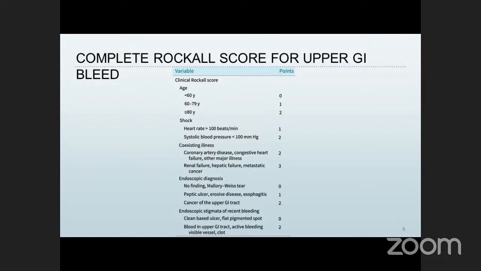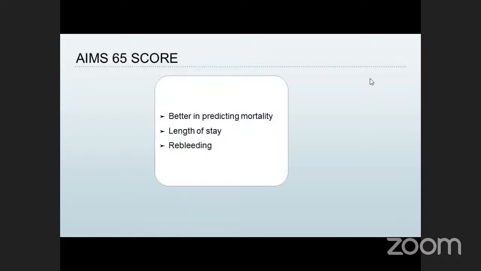But over and above both these scores, the AIMS65 score helps in predicting mortality, length of stay and rebleed. AIMS65 takes into consideration the albumin of the patient, if it is less than 3 grams per deciliter, INR more than 1.5, the mental status of the patient, systolic BP if it is less than 90, and the age if it is more than 65.